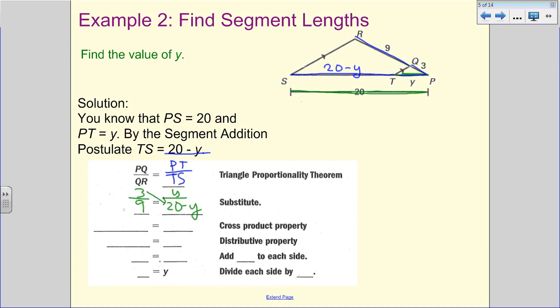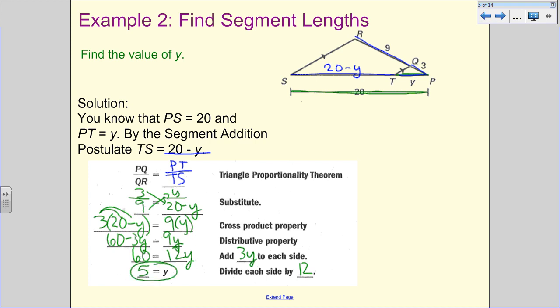So we're going to do 3 times 20 minus Y, and that equals 9 times Y. We need to distribute, so we do 3 times 20 is 60, and 3 times Y is minus 3Y, and then 9 times Y is 9Y. I have 2 variables in this problem, one on each side of the equation, so I'm going to add 3Y. I'm going to undo this minus 3Y by adding 3Y, and so that's going to give me 60 is equal to 12Y. And then I need to divide each side by 12, and I get Y is equal to 5.